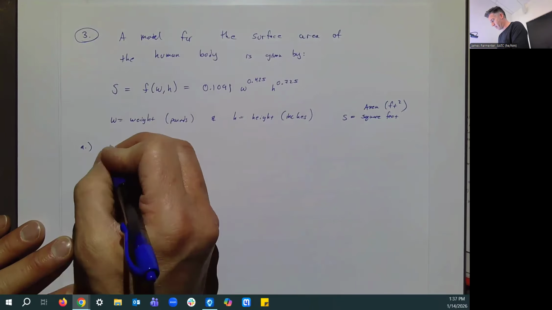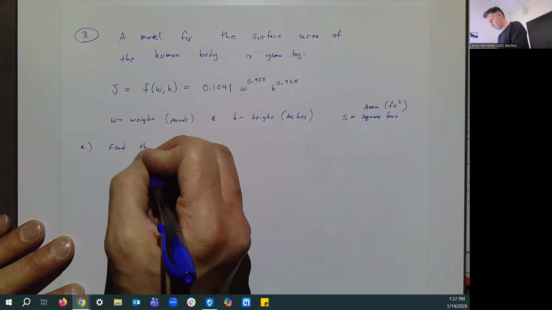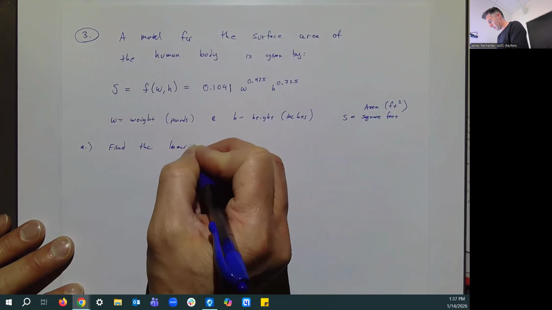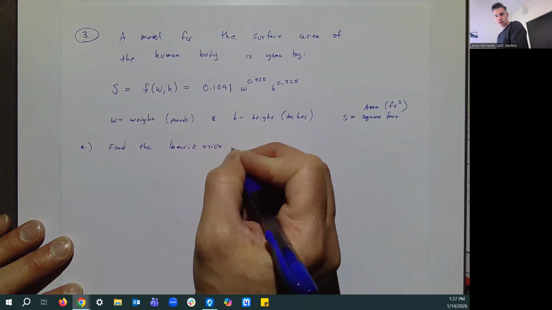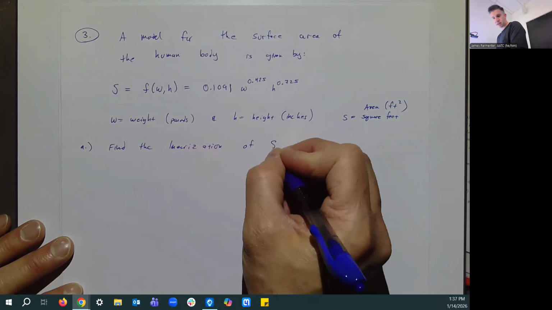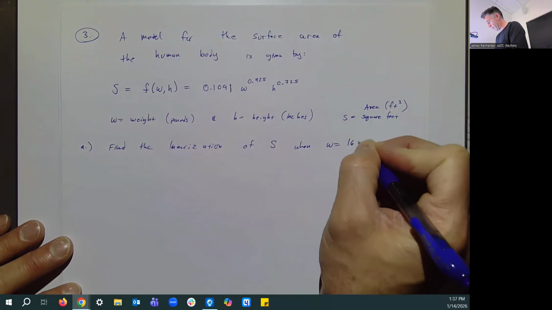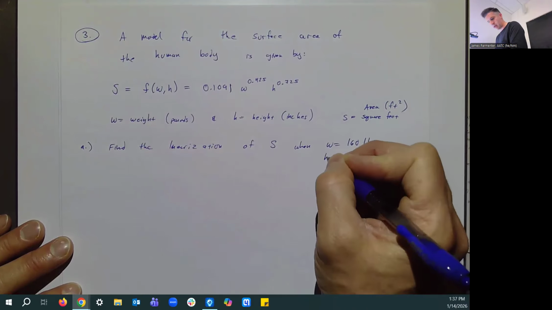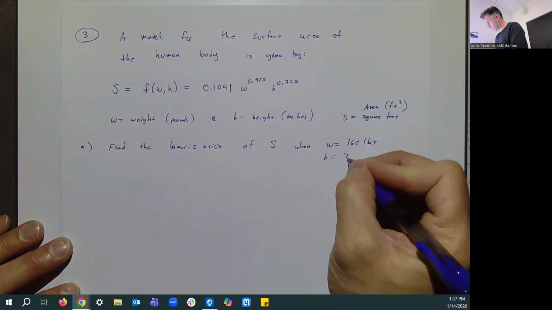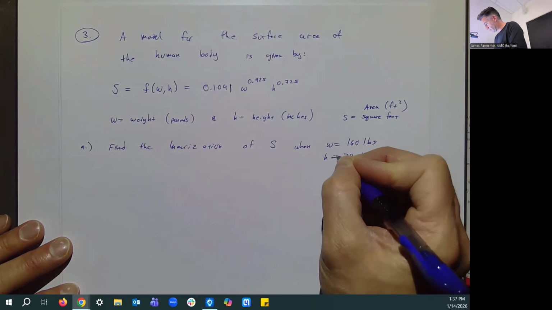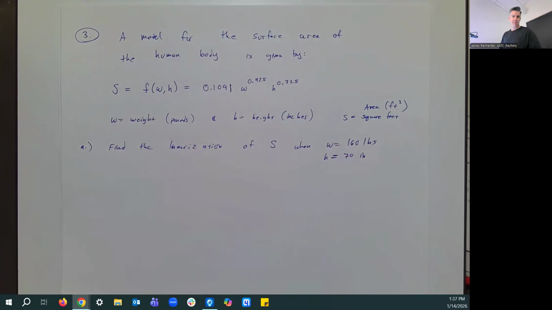So part A, let's find the linearization of the function S when the weight is 160 pounds and the height is 70 inches, or 5'10". All right, so usual process. We know what the equation looks like, and I still feel like I need to write it down. It's just how I would do it, not for you all.